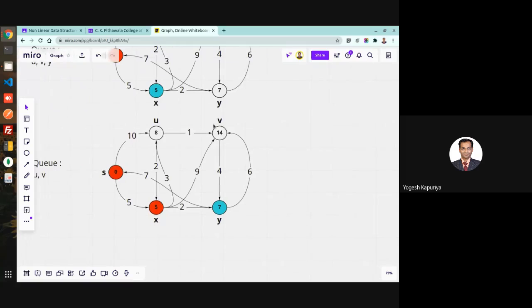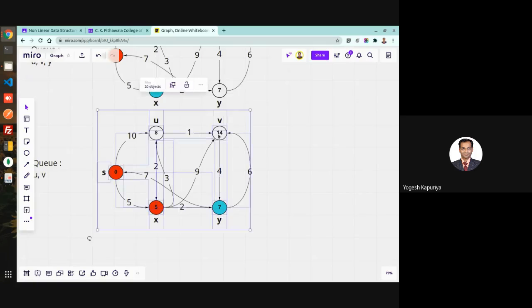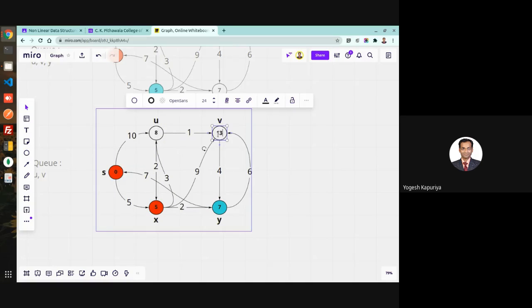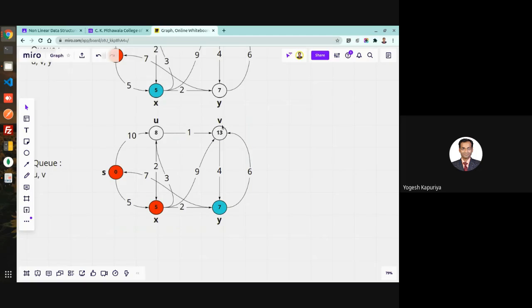So what is required to be updated? It is this. Let us first calculate the distance. This is 7. 7 plus 6 is 13. This is 14. 13 is less than 14, so this will be changed to 13. And at the same time, the parent of V will be changed to Y.